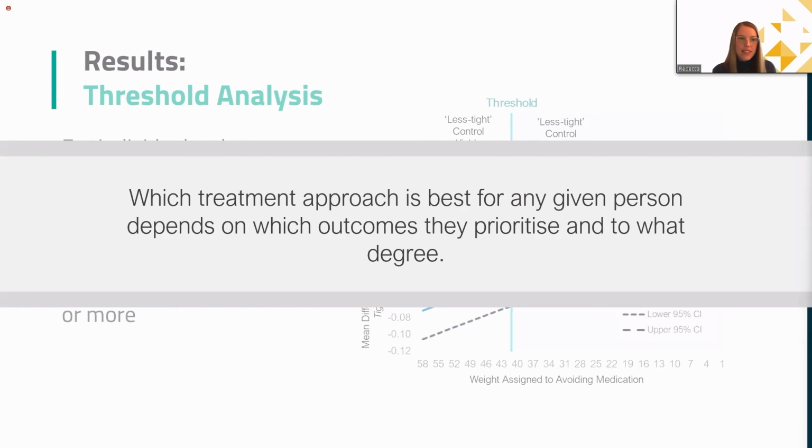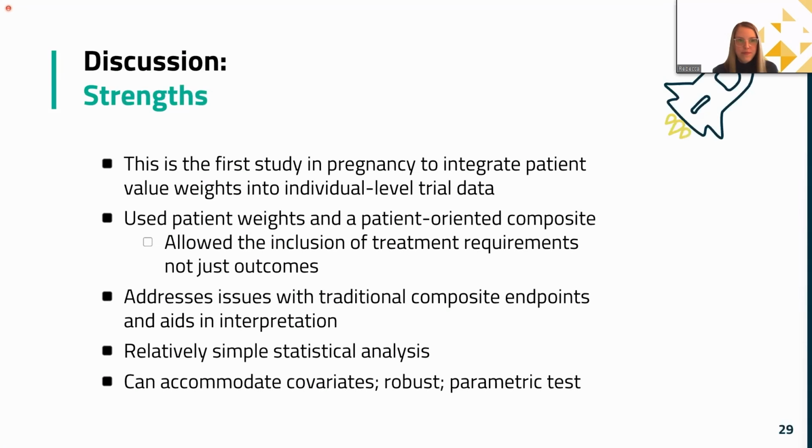And really, at the end of the day, what this is emphasizing is that which treatment approach is best for any given patient depends on which outcomes they prioritize and to what degree. So some of the strengths of this work: this is the first study in pregnancy to integrate patient value weights into individual level trial data.